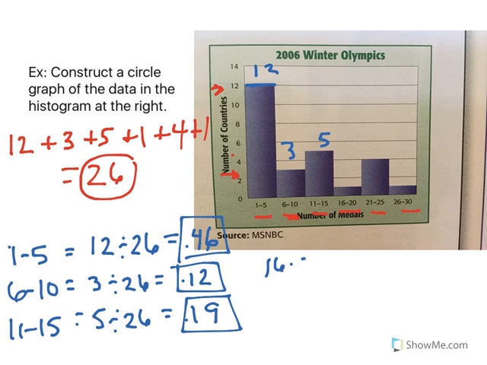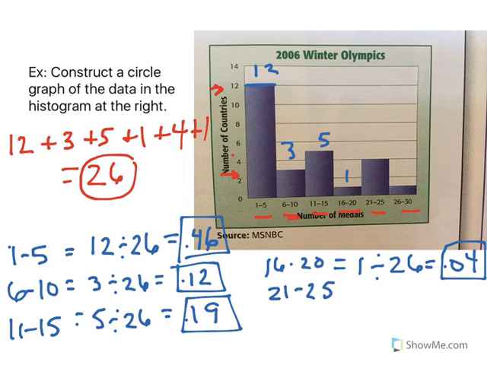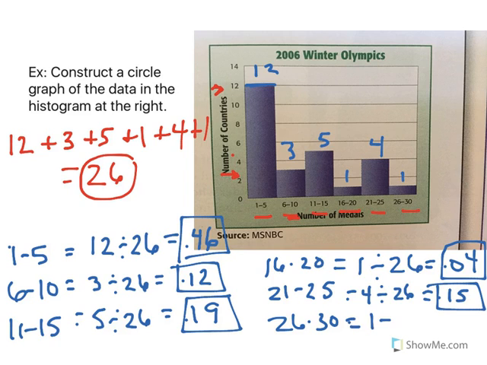16 to 20, it's about 1. So we're going to do 1 divided by 26, and that's going to be 0.04, or 4% of the graph. And then 21 to 25, that was 4. So we're going to do 4 divided by 26, and that's going to be 15% of the graph, or 0.15. And then lastly, 26 to 30, that's also 1, so I don't have to do the math again. I know it's going to be 0.04 from this one right here.